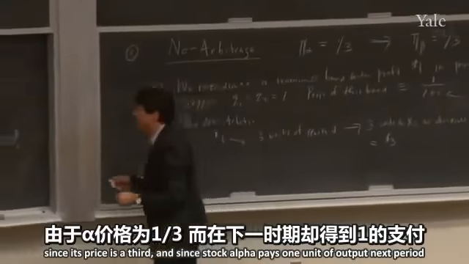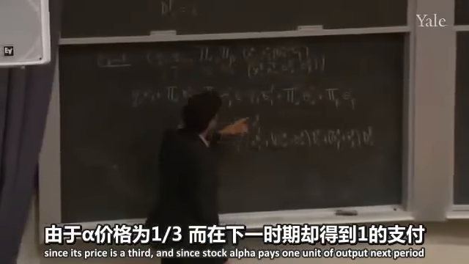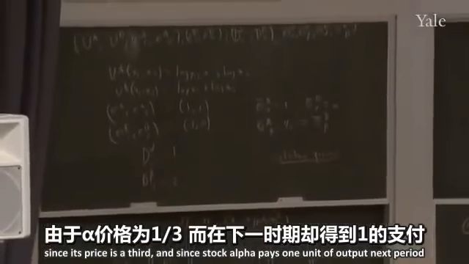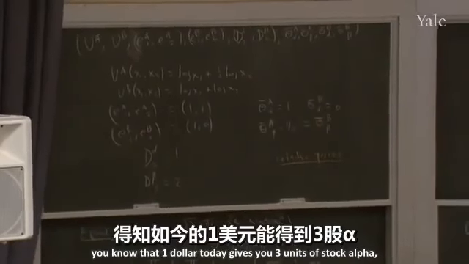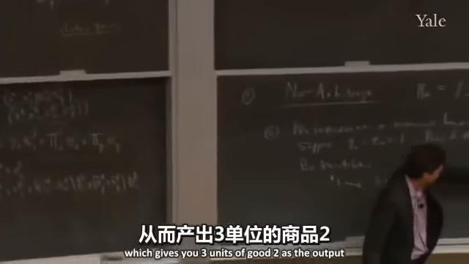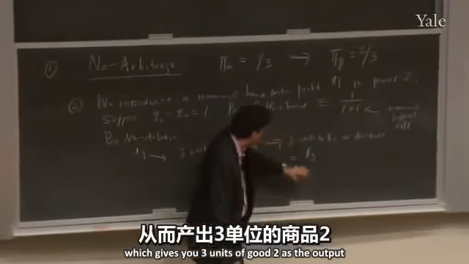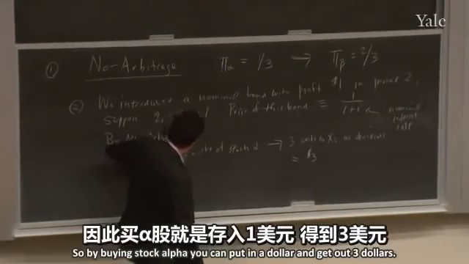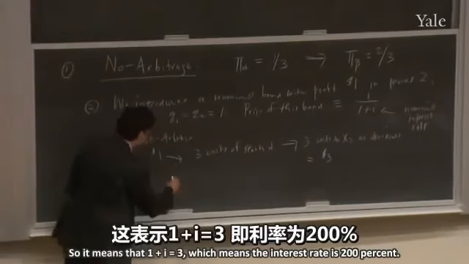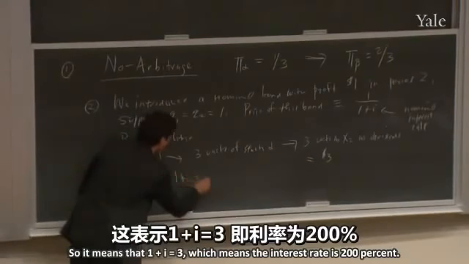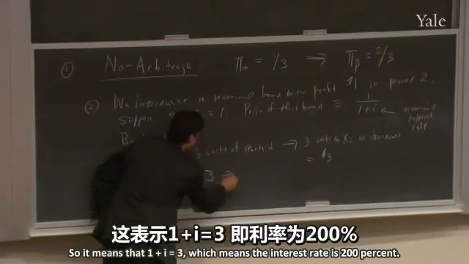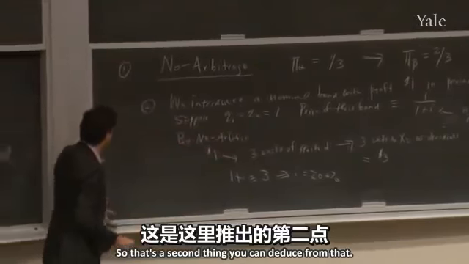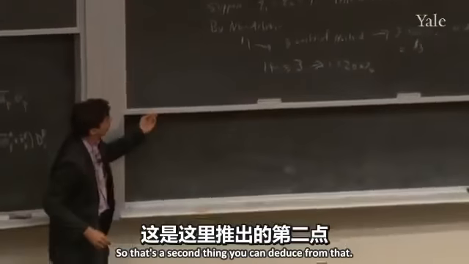And since stock alpha pays 1 unit of output next period, you know that $1 today gives you 3 units of stock alpha, which gives you 3 units of good 2 as the output. And at price $1 tomorrow, as you've anticipated, that's $3. So by buying stock alpha, you can put in $1 and get out $3. So it means that 1 plus I is equal to 3, which means the interest rate is 200%. That's the second thing you could deduce from that.